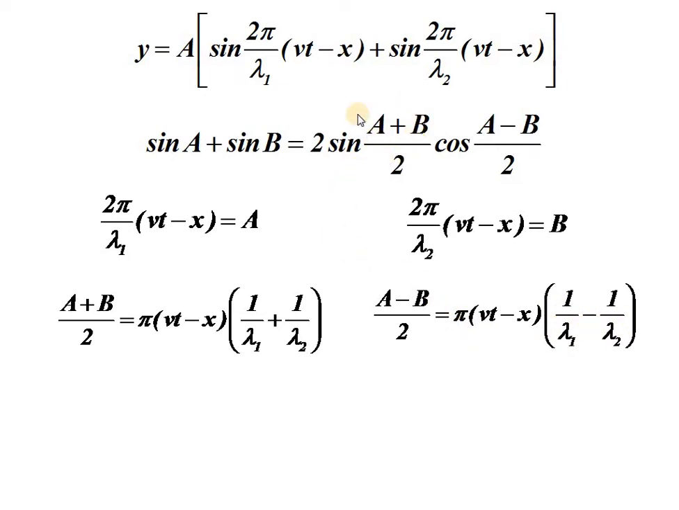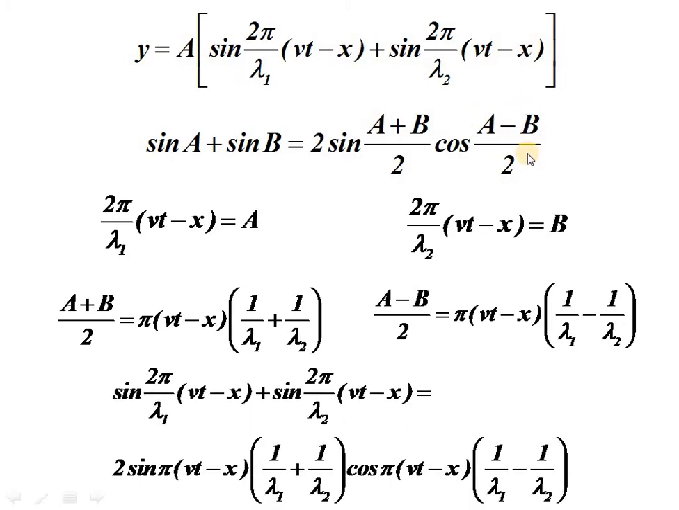Now we have got (A plus B) by 2 and also (A minus B) by 2. We can put them together, so we get the resultant wave. Very simple thing: we simply introduce (A plus B) by 2 here and (A minus B) by 2 here, nothing else. So this is the expression for the resultant wave in product form.